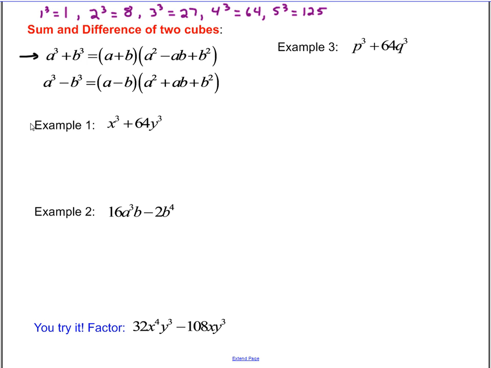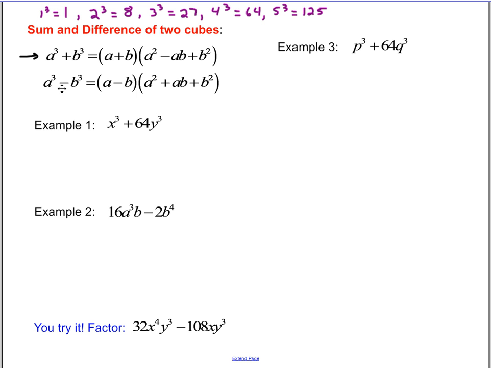It says whenever we've got the sum of two different cubes, that sum is equal to, in factored form, a plus b, that's the cube root of each term, this binomial, and then a trinomial formed by the square of the first term minus, if it's plus, the product of the two terms plus the square of the last. And for a cubed minus b cubed, very similar, except a minus b times a squared plus ab plus b squared.